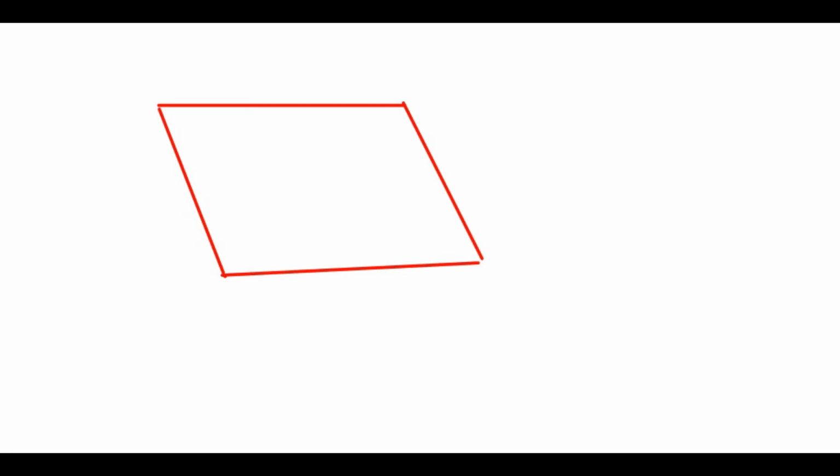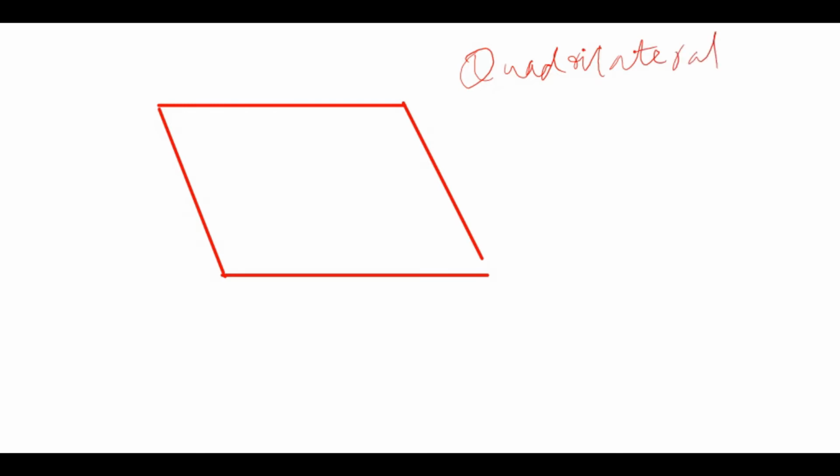So next is the properties of the parallelogram or the square, which means the properties of the quadrilateral. Okay, very interesting properties. Quadrilateral. I'm not sure whether I'm writing this spelling right or not, but that is not our concern. We have to understand the concept, not the spelling.